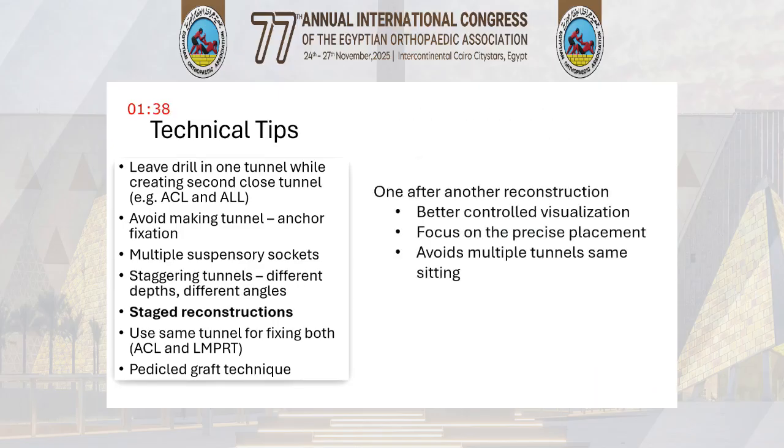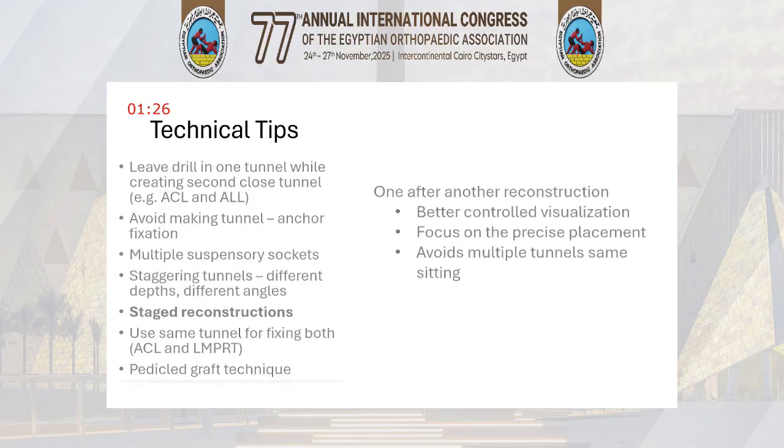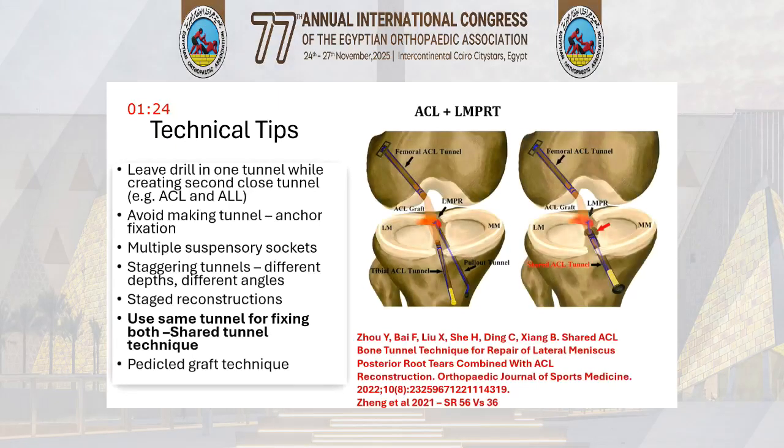Another option is to use staged reconstructions. When we stage, the first set of ligaments would have healed and would not compromise the fixation even if the tunnel converges later. One more option, use same tunnel for 2 ligaments, for example, lateral meniscus posterior root reconstruction and ACL. But the fixation here for the root becomes non-anatomical.